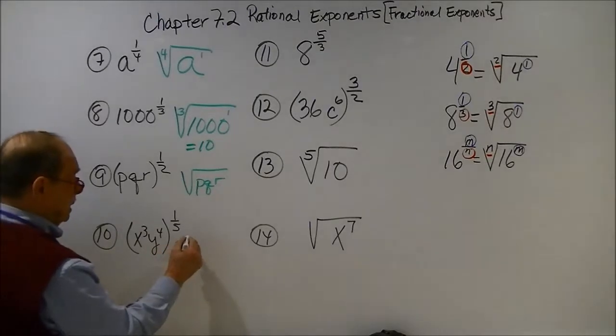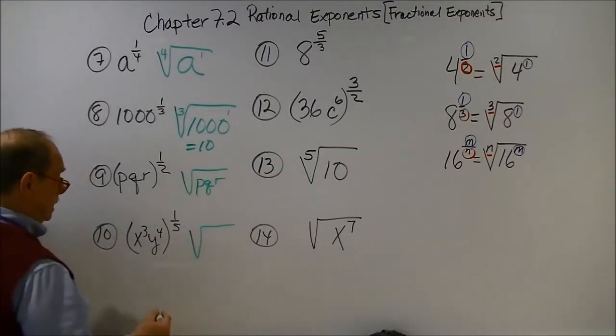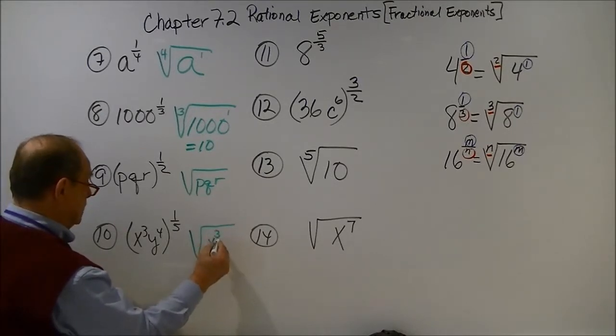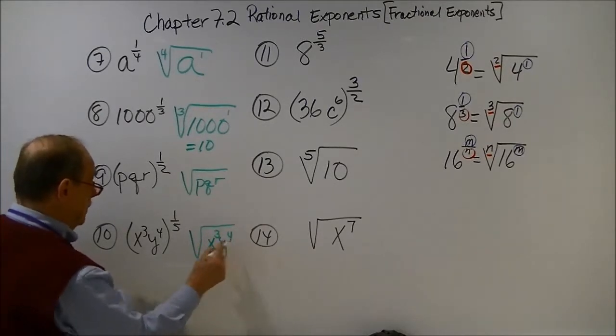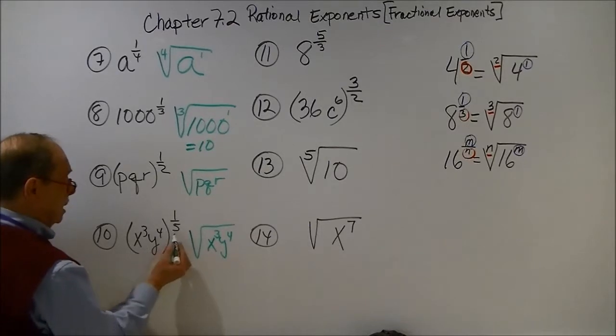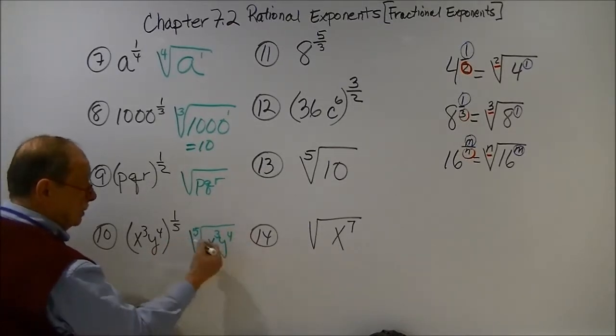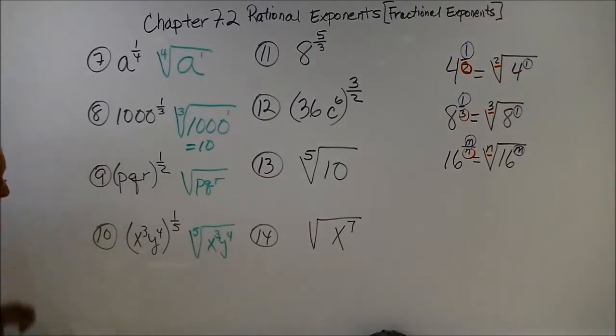And here, again, radical sign, x to the 3rd, y to the 4th, that's my radicand. My index number will be 5, and this is all to the 1st, so we don't put the 1 there.